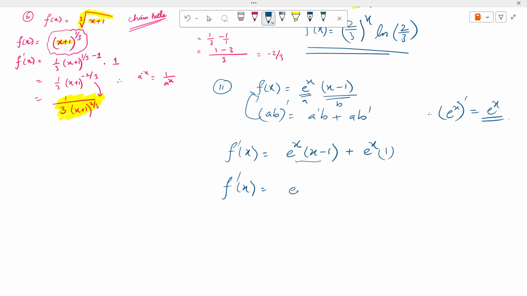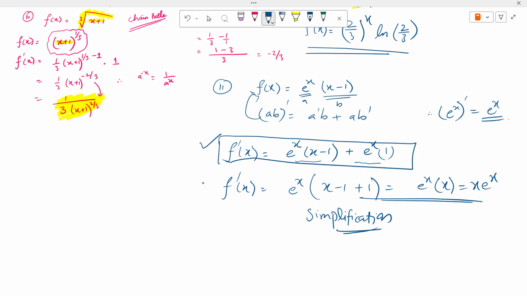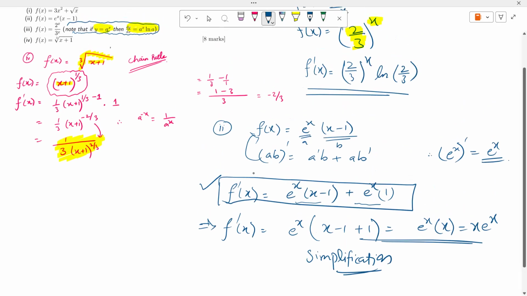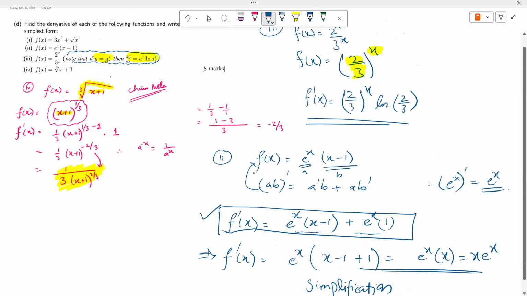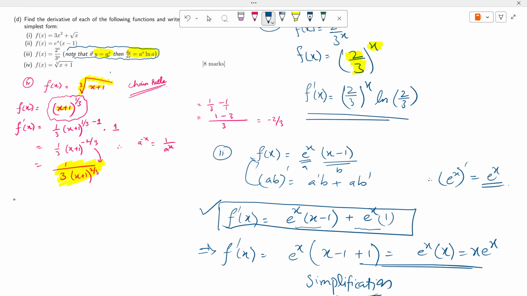Now you can take e to the x common in these two terms. So you'll get e to the raised power x into x minus 1 plus 1, which is e to the x into x. This is just simplification. Your derivation has been done at the earlier point; this step was the simplification of my answer. It depends if you want to do it or not, but it's always good to write your answer in its simplest form.